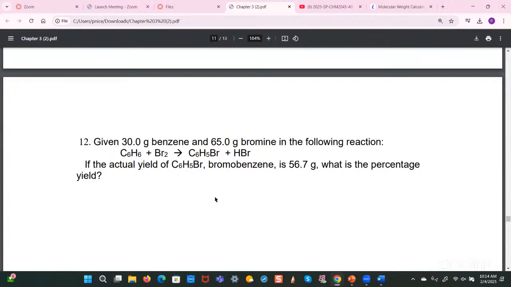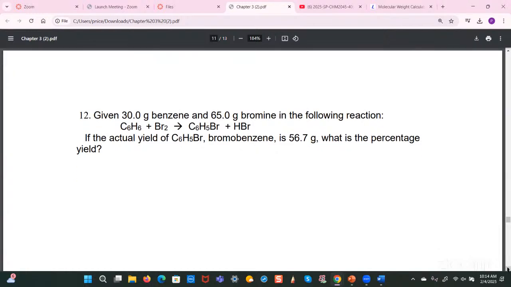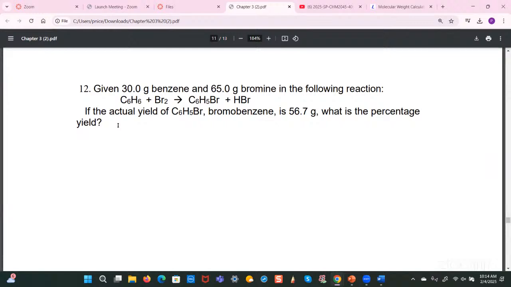Okay, so number 12, we can do number 12 now. They gave you the equation and they gave you the masses of benzene and bromine, right? So the question is asking, if the actual yield of the product here, which is bromobenzene, is 56.7 grams, what is the percentage yield, all right? So the first thing I would do is what we did before, right? Calculate how much product you expect to get starting with each reactant. So let me hear what you have to say about this.